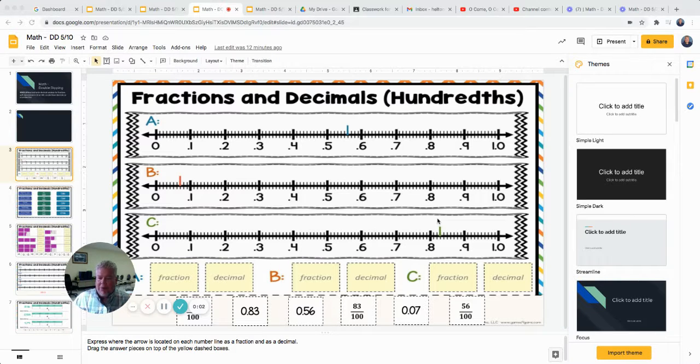All right, time for more double dipping. We are starting today with number lines. We've actually got three number lines on our slides today.